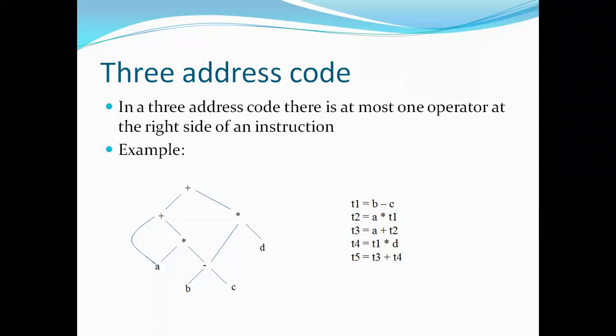Why? Because to compute an operation, I need two operands. See the example, and it will be very easy for you all to understand this. That means B minus C. If I compute this B minus C, then I will get a value, right? That value is assigned to T1. So at the right hand side, there is one operator and two operands. We can call it a three address code representation.